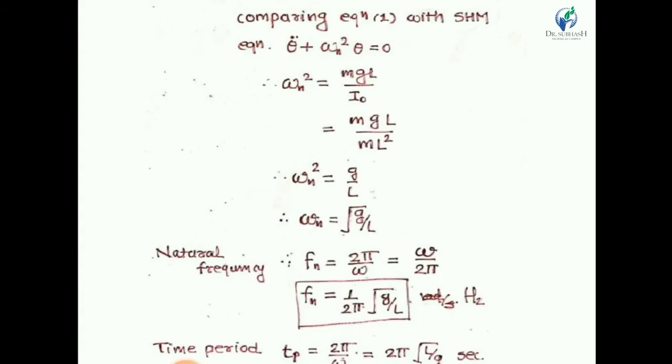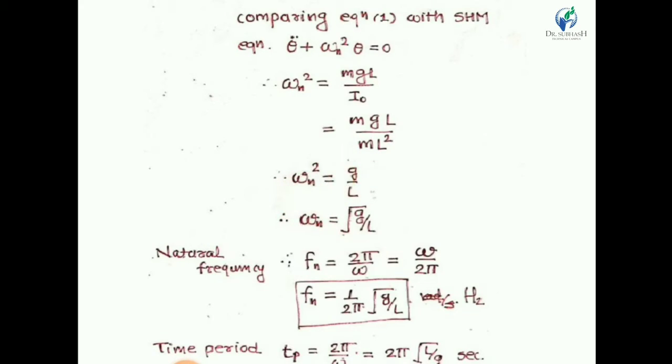Now comparing equation 1 with theta double dot plus omega n square into theta, this is the equation of simple harmonic motion. So we obtain omega n square is equal to mgl upon Io. Now we put the value of Io, the mass moment of inertia, which is ml square. So here ml cancels, and we finally obtain omega square is equal to g by l. So omega is equal to under root g by l.